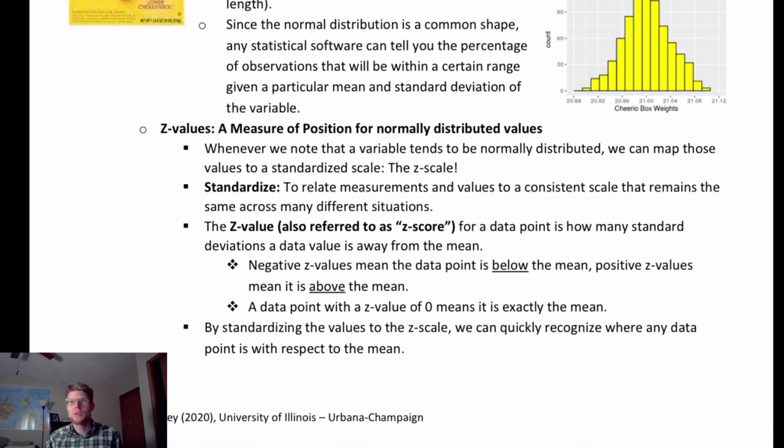So z-values that are below the mean are going to be negative. And z-values that are above the mean are going to be positive. And a z-value of 0 means that that data point is exactly on the mean.